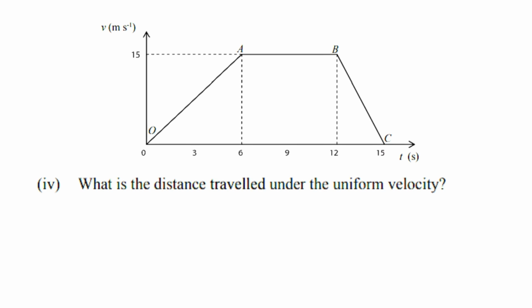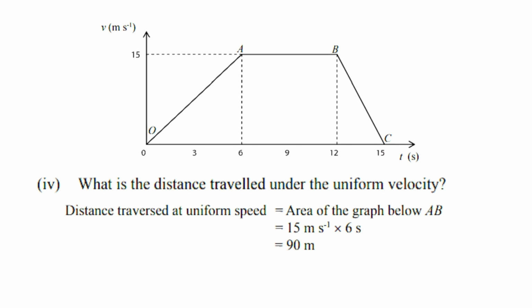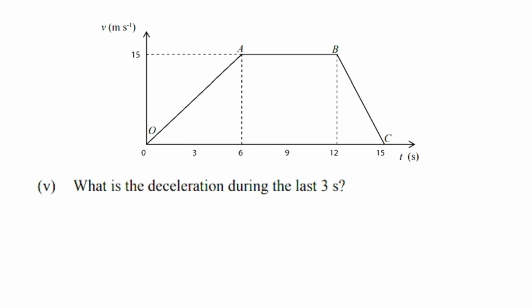Then the next question is what is the distance traveled under the uniform velocity? We know that the object has traveled with a constant velocity during 6 seconds to 12 seconds, so we need to calculate the distance or displacement of that part. So distance traveled at uniform speed is the area of the graph below OB, that is 15 into 6, 90 meters.